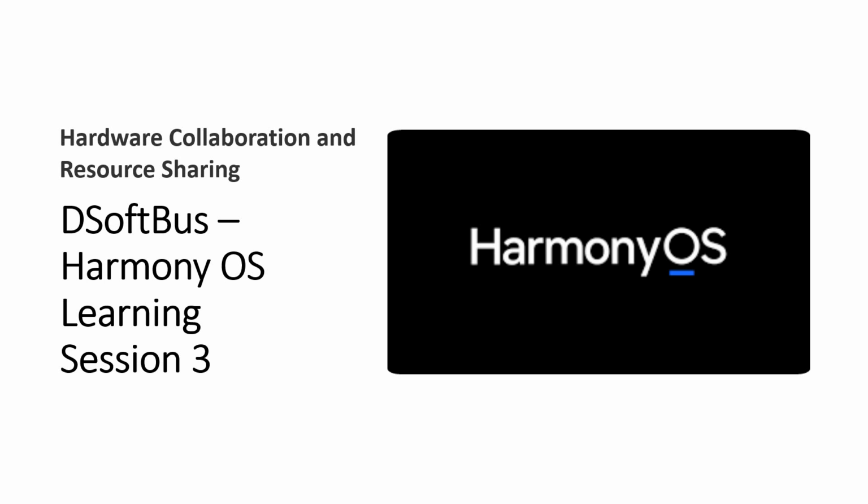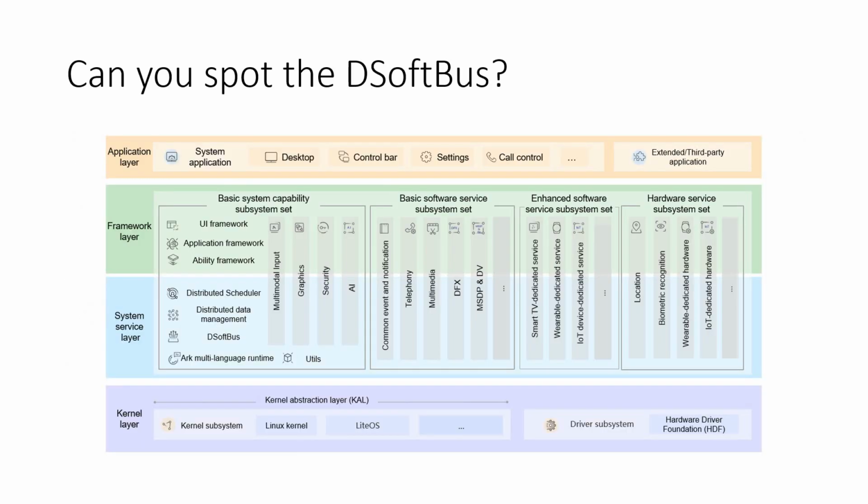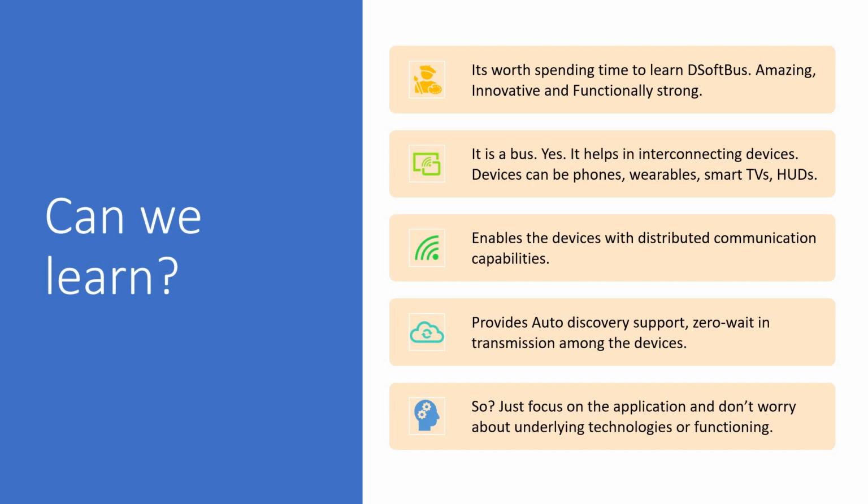The first one in the queue is DSoftBus. We have already discussed this, and I told you what it is as a brief note in the previous session. Can you spot DSoftBus in this architecture? It comes here, DSoftBus. So what is it? It's worth spending time. Let's understand that very clearly. This is very innovative, functionally very strong.